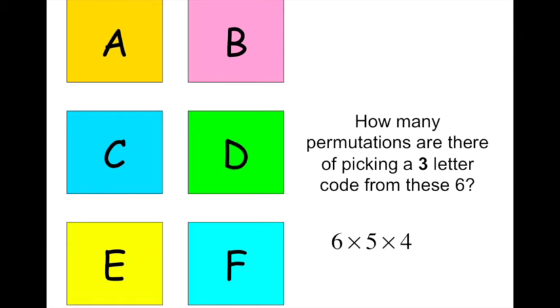And again, as factorial notation goes, that's 6 times 5 times 4 times 3 times 2 times 1, but I then need to cancel out the 3 times 2 times 1 part, so that will be 6 factorial divided by 3 factorial. You can see where this is going. For a 4-letter code, we've got 6 possibilities for the first letter, 5 for the second letter, 4 for the third letter, and 3 for the final letter. That is 6 factorial divided by 2 factorial.